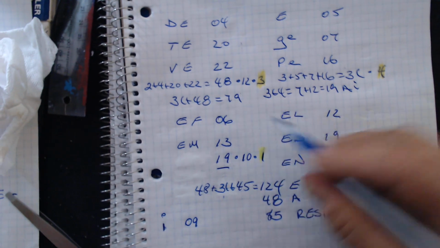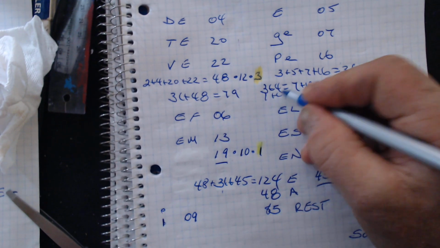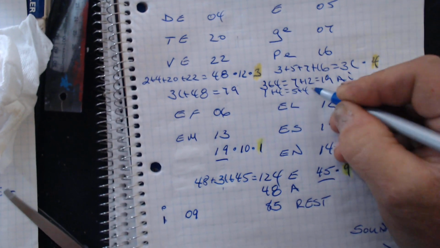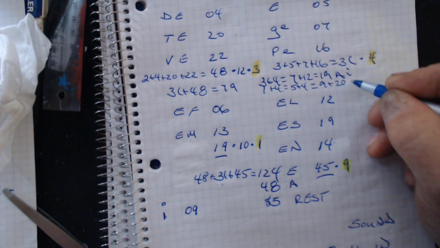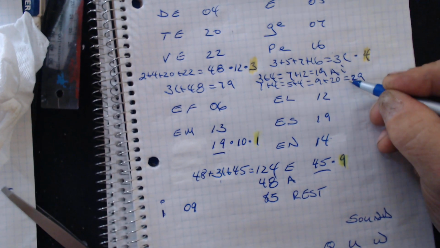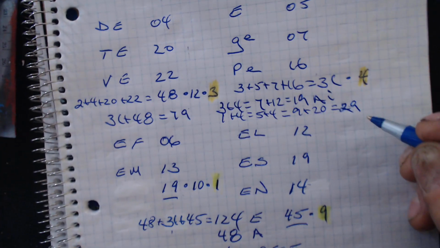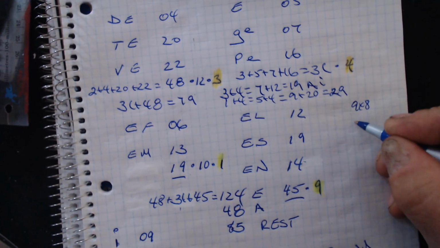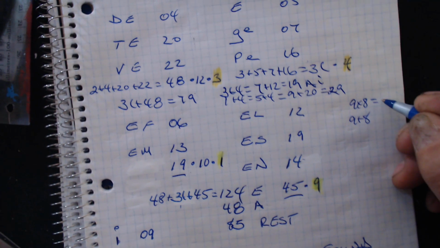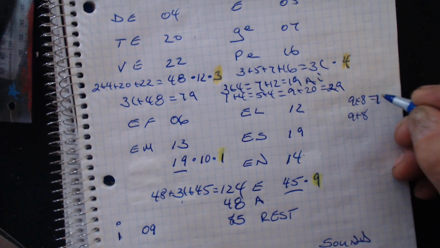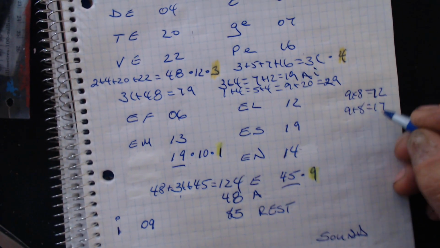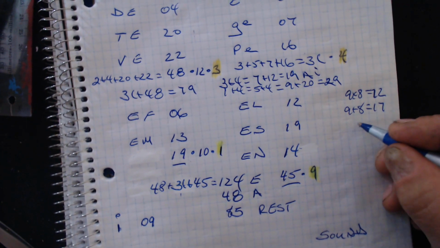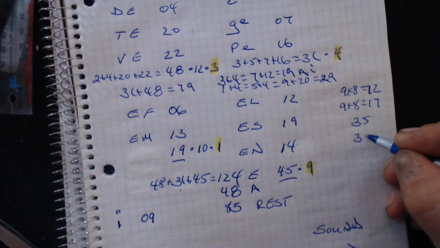And this one over here is 14 equals 5 and 4 equals 9 and 20 equals 29. You notice the 29 and the 19 come together. The only other time that happens is 9 times 8, 9 plus 8 equals 72 and equals 17. This will equal 35 and this will equal 39.